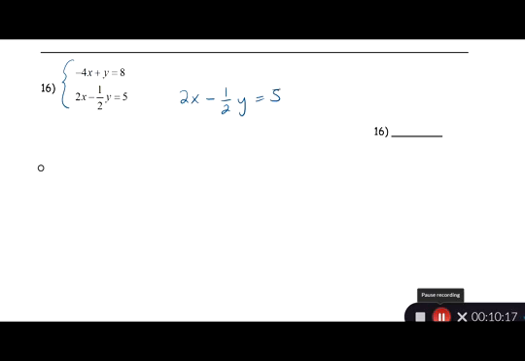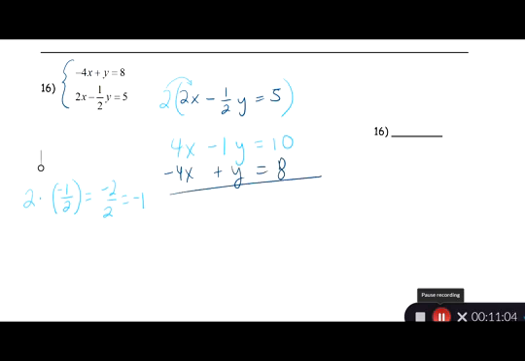We've talked about clearing the fractions previously, and I would use the LCD, which is 2. If I multiply this equation by 2, what does my leading x coefficient become? 4. My other equation has a negative 4, so that's going to work out really nicely for me. So I'm going to distribute this 2. I get 4x. What happens here is that 2 times negative 1/2 equals negative 2 over 2, which equals negative 1. So now I get negative 1y equals 10. This is my new second equation. My first equation is still negative 4x plus y equals 8.